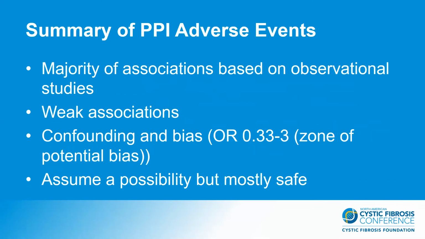They're usually pretty weak associations. Confounding and bias can certainly play a role when the odds ratio is less than 3. So you can assume a possibility or a plausibility of a PPI adverse event, but mostly I would say that these medications are safe if clinically indicated.